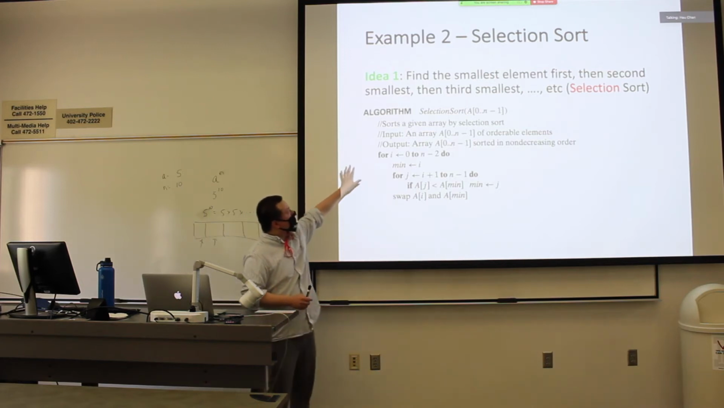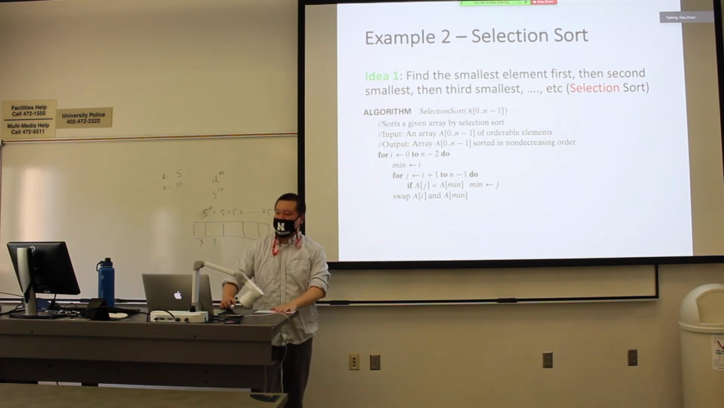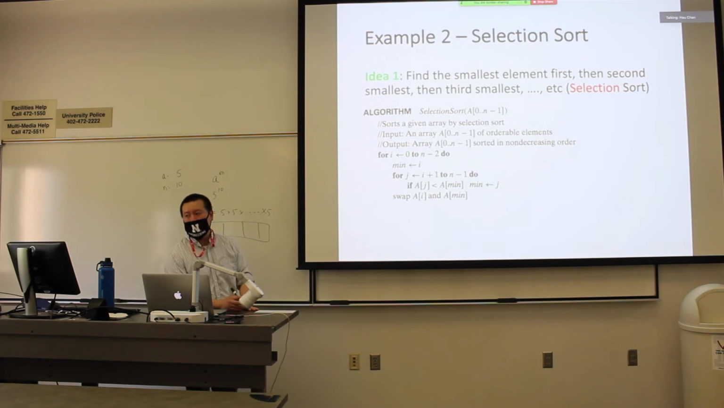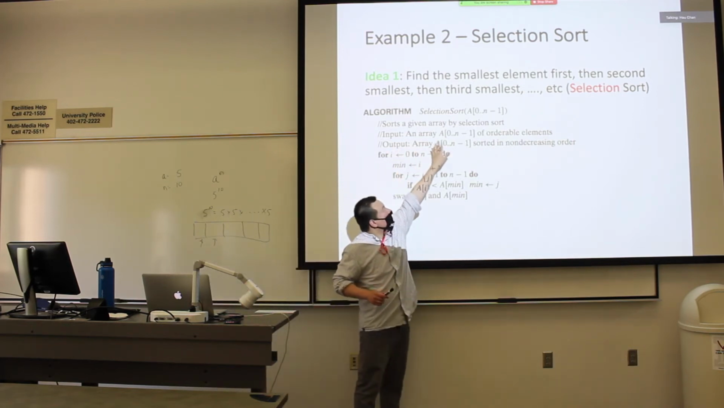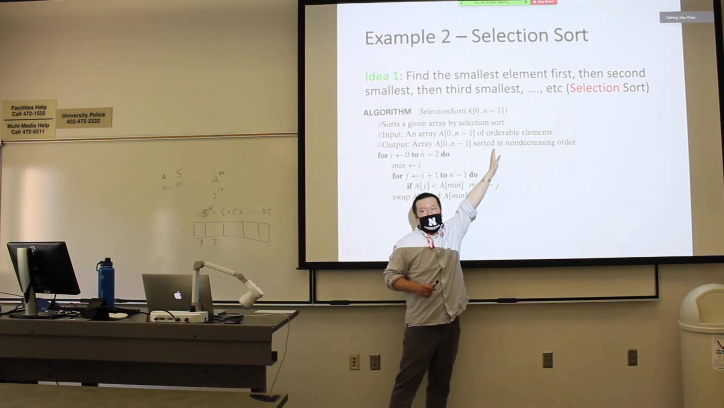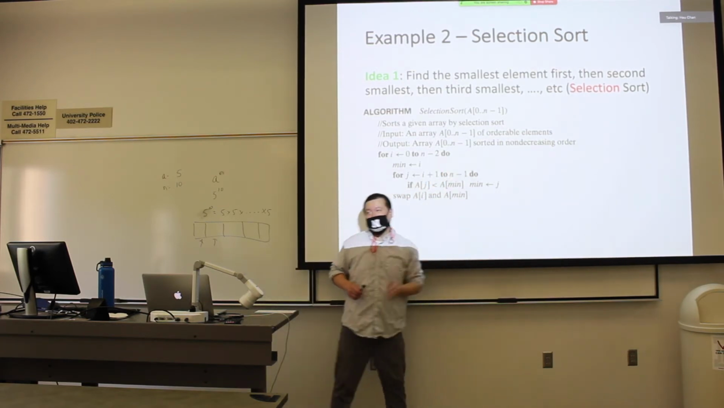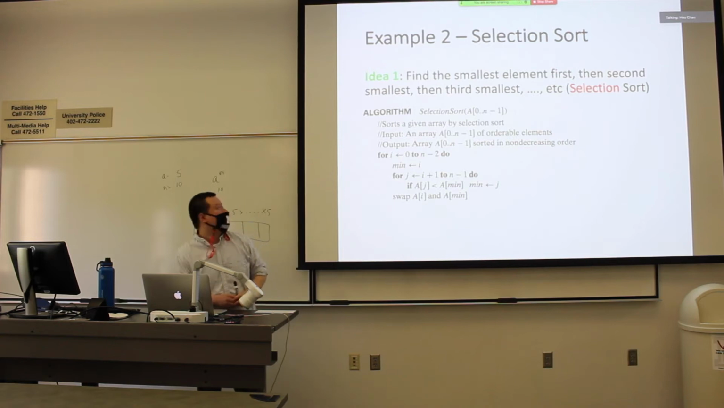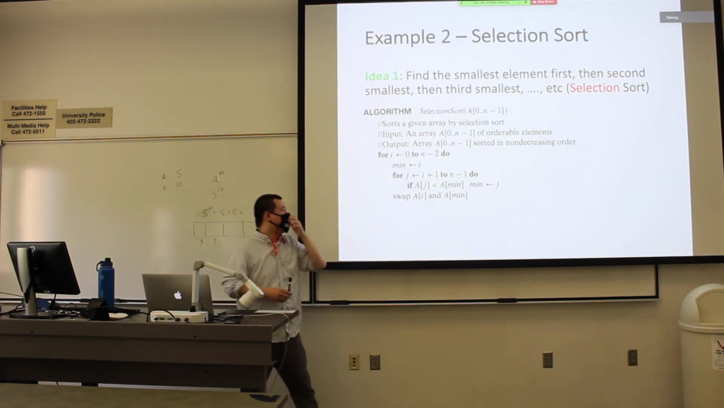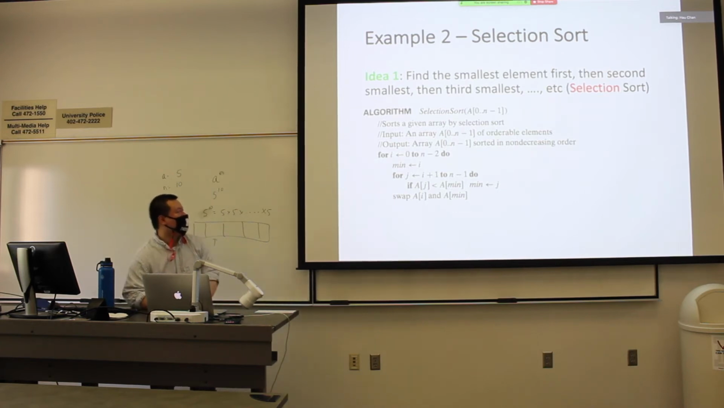So this is the pseudocode of the algorithms. I think we've seen this in the previous class, but let me go over them in a bit more detail. This function, selection sort, is going to take in an array of size n, indexed from 0 to n minus 1. Given this array, we are going to sort it in non-decreasing order.